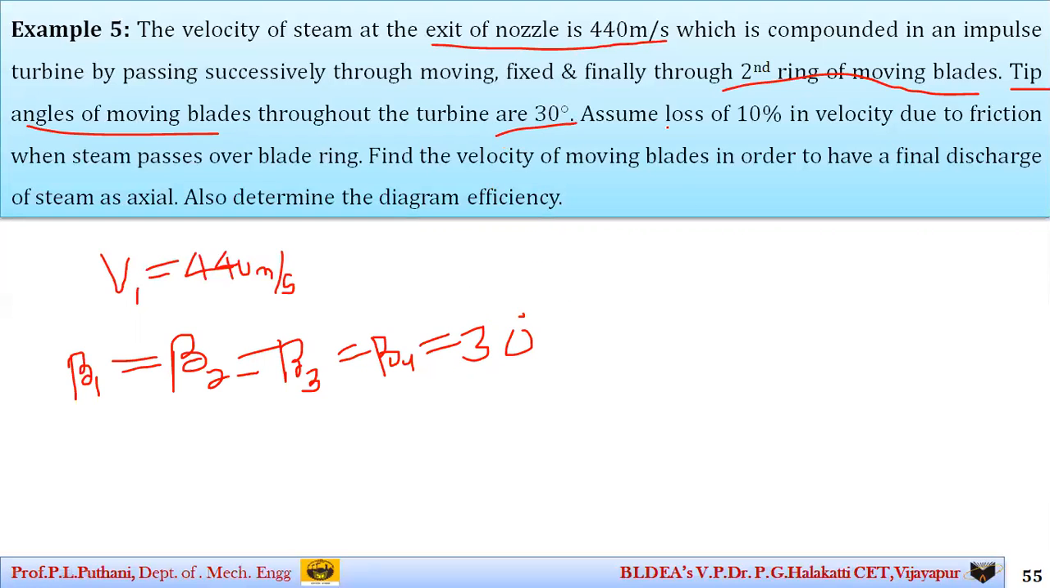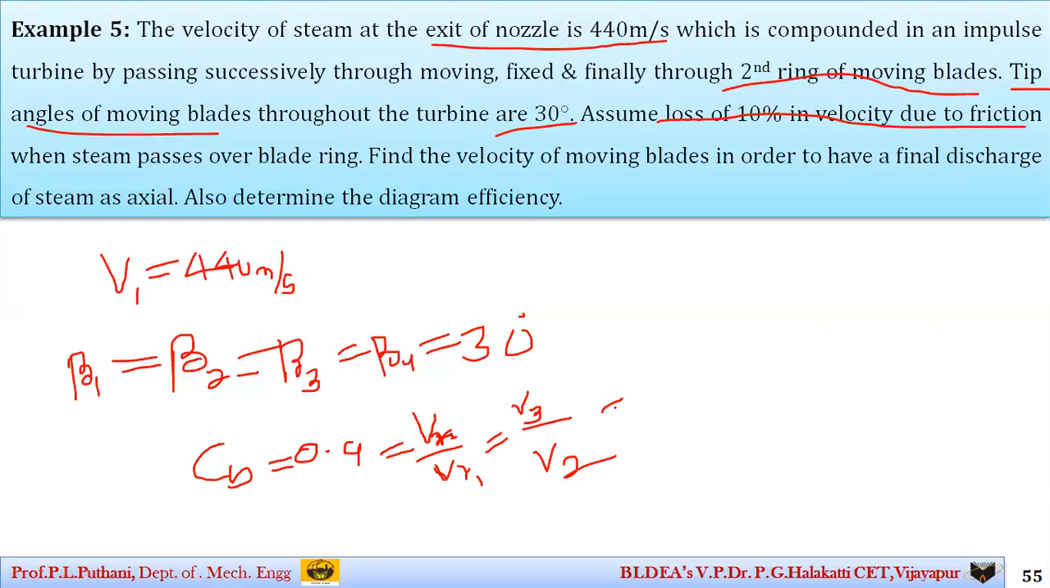Then another point, it says there is a loss of 10% in the velocity due to friction. So that is the blade coefficient. If there is 10% loss, what does it mean? Our blade coefficient, after losing 10%, has the value CB is equal to 0.9. I can write this, as he has said for all the blades, as VR2 by VR1, then V3 by V2, and finally VR4 by VR3, which means this blade coefficient loss is the same for all the blades.